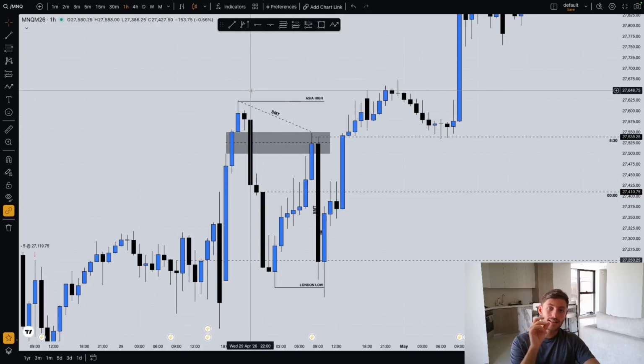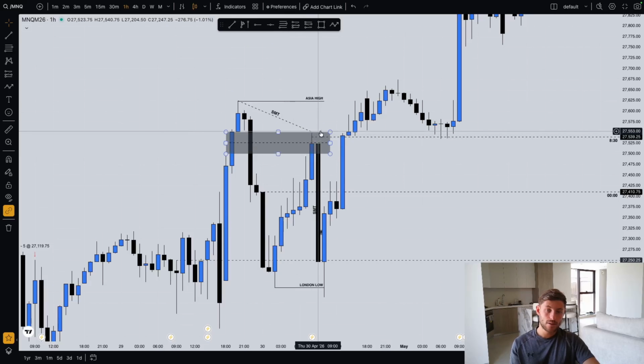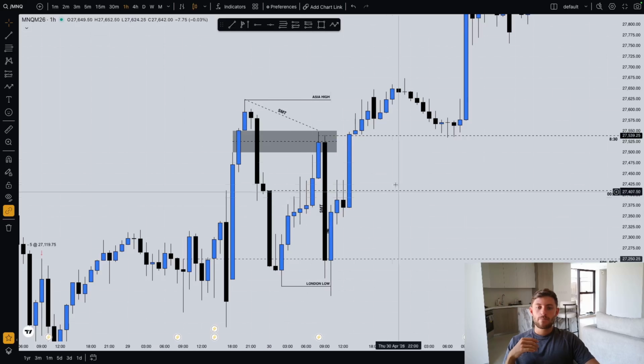And the fact that we had the SMT tied in with a 1 hour inversion and a 1 hour fair value gap, this is where a lot of my analysis came from, and it filled me with confidence that we was going to push lower. So now we have both of these paired.